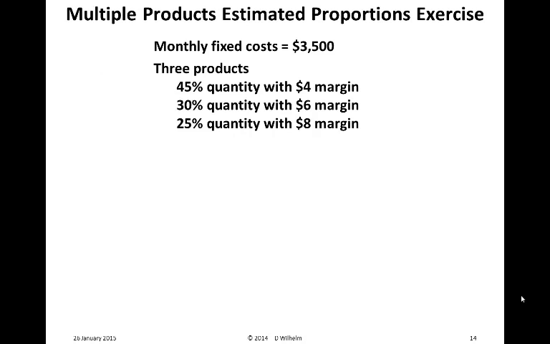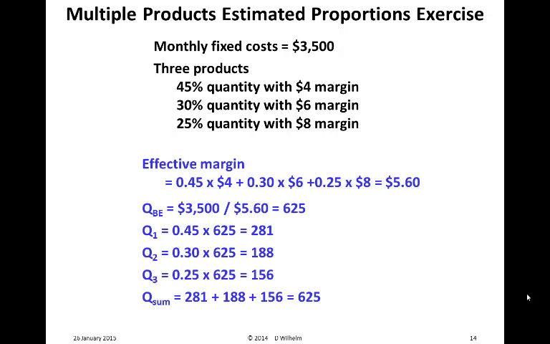An exercise for you. Monthly cost $3,500. 3 products, proportions 45%, 30%, and 25%, with respective margins of $4, $6, and $8. I'm going to show the solution, so if you don't want to see it, you better pause the video. Otherwise, here it comes.